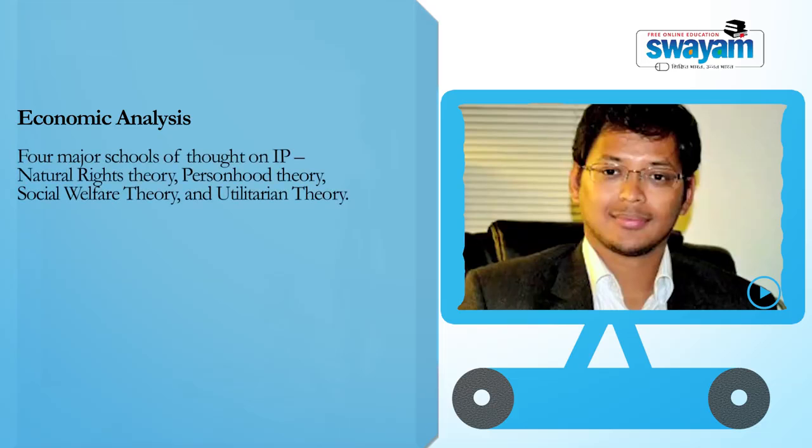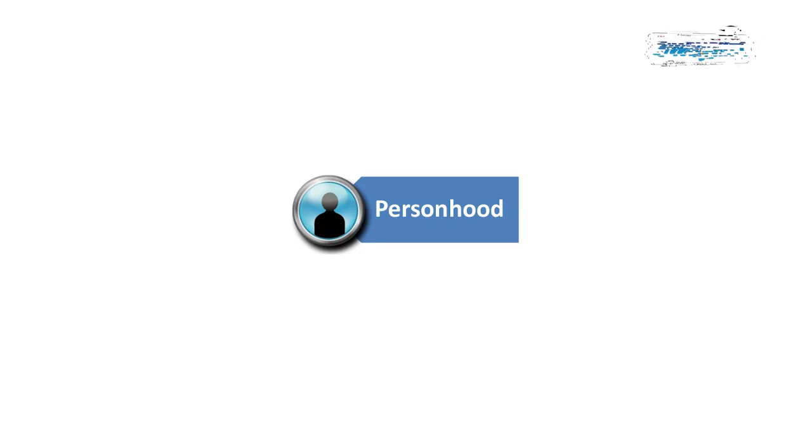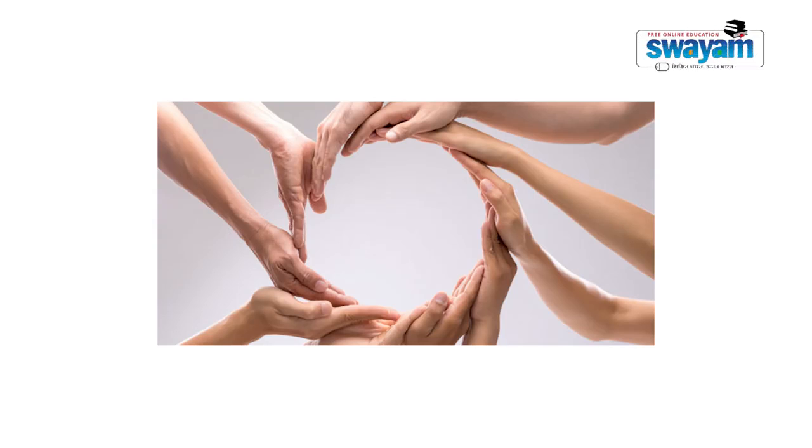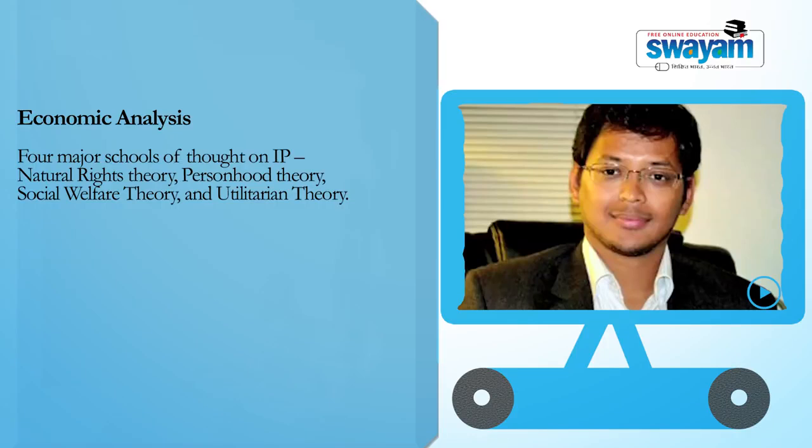Now, there are four major schools of thought on IP. They are the natural rights or the Lockean theory, second, the personhood or the Kantian theory, third, the social welfare or the democratic theory, and finally, the utilitarian theory. Very briefly, though you probably will be studying or have studied this in other modules, the natural rights theory looks at rights as something a creator deserves. That is, if they contribute to something, they deserve to get something back from it, and hence they get intellectual property rights over such contribution.